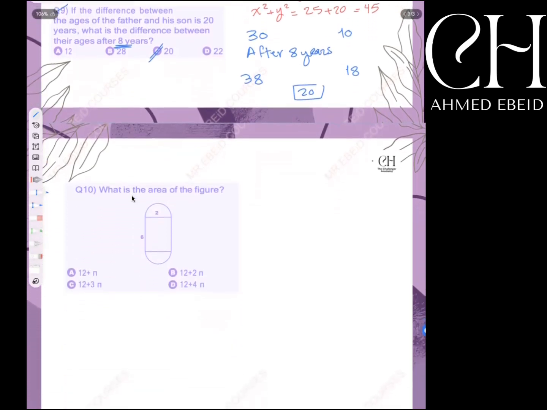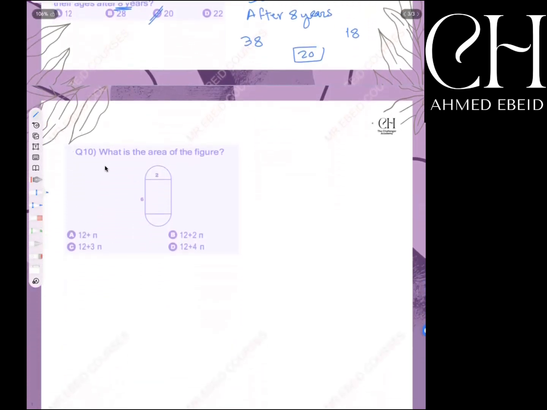For question 10, be careful because this is a very important question. What is the area of the figure? If you have a figure like this, it consists of a rectangle, this rectangle, and two halves of a circle, which represent one circle. It means you will find the area of the rectangle plus the area of the two halves of the circle, which represent one circle. Okay, so scary face. So the area of the rectangle, you know that it's length times width. So it's 6 times 2, which equals 12.